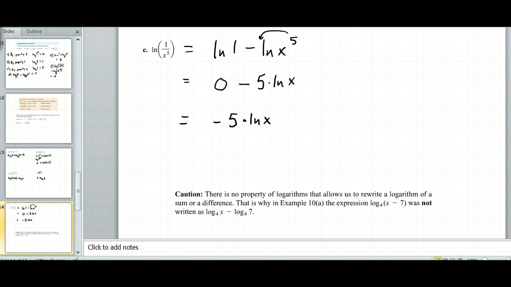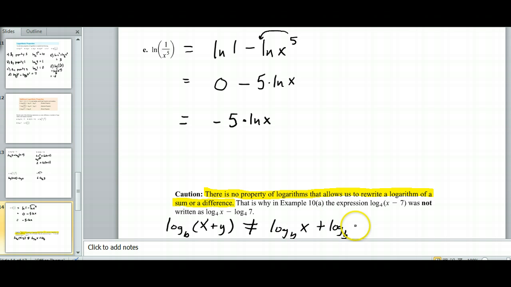Alright, and then this is what I wanted to highlight to you. This is what I've been mentioning in the previous problems. There is no property of logarithms that allows us to rewrite a logarithm of a sum or difference. This means that the log base b of x plus y is not at all the log base b of x plus the log base b of y.